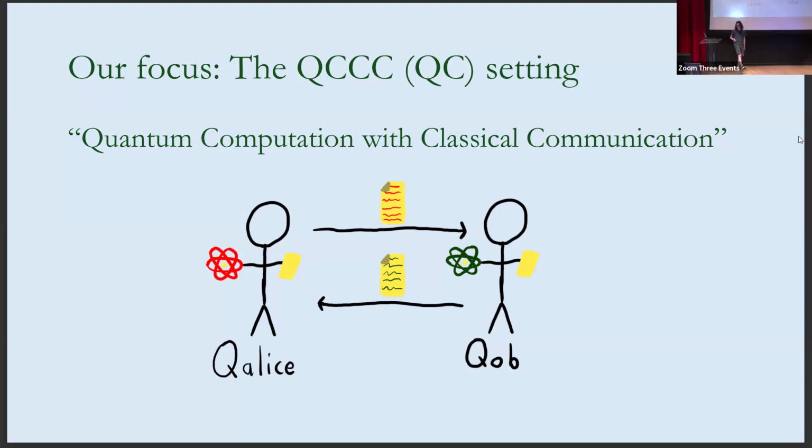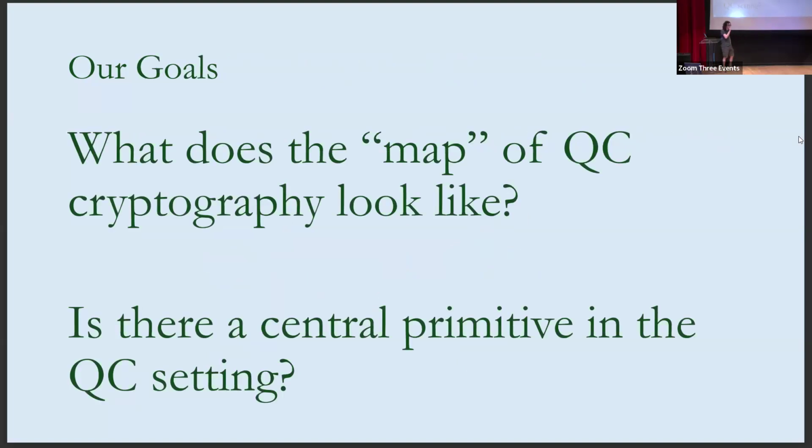Okay, so the focus of this work then is, what does the map of QC cryptography, or quantum computation and classical communication cryptography, look like? And is there a central primitive in the QC setting?